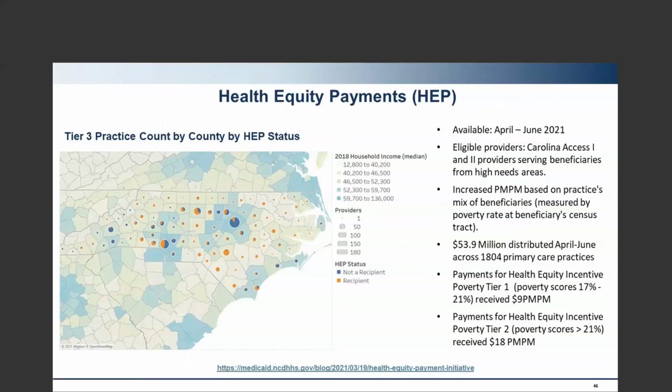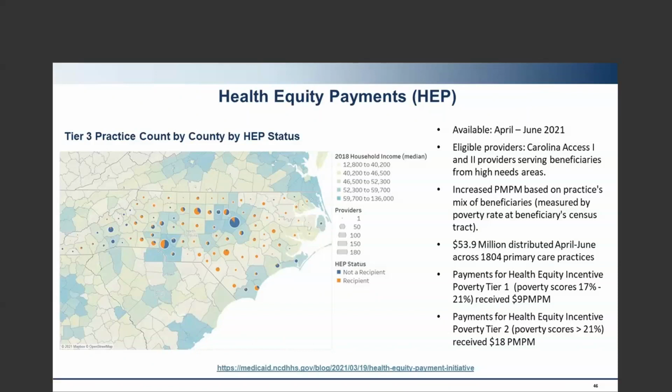The next type of provider-based incentive is our Health Equity payment, and these payments were available for 3 months, April through June of 2021, to all eligible providers who serve high-need areas based on census poverty rate data. Providers in a poverty tier 1 area, which included a poverty score of 17 to 21%, received $9 per member per month, and providers in a tier 2 area with a poverty score greater than 21% received $18 per member per month. So between the time that we were issuing these payments, there were 53.9 million payments distributed across over 1,800 primary care practices.